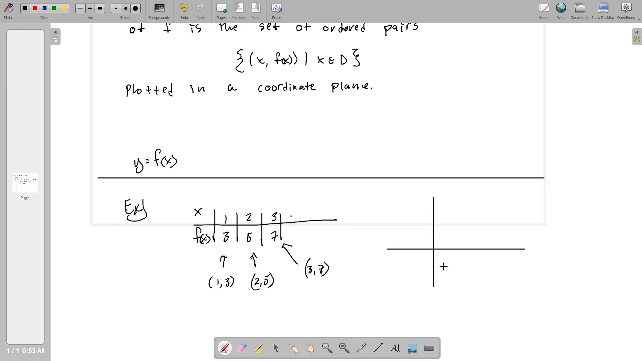So if we were to plot these values, it would be 1, 3, 2, 5, and 3, 7. So our function would look like this. And yes, this is a function, even though it only has 3 points. Remember that the definition of a function is that there's exactly one output for any input. Our input values are 1, 2, and 3, and each maps to a single output. So this does qualify as a function.